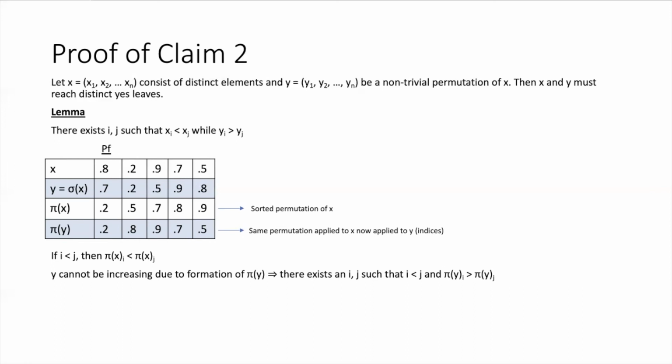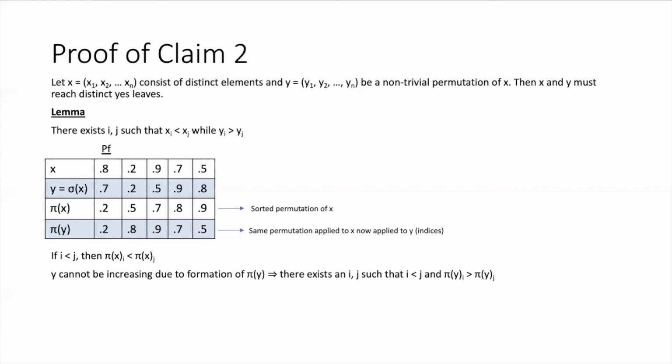So because y cannot be increasing, there exists an i and j such that i is less than j, and pi of yi is greater than pi of yj. If we look at the second and fourth column for pi x and pi y, this is pretty easy to see. If i equals 2 and j equals 4, we can see that in pi of x, 0.5 is less than 0.8, right?